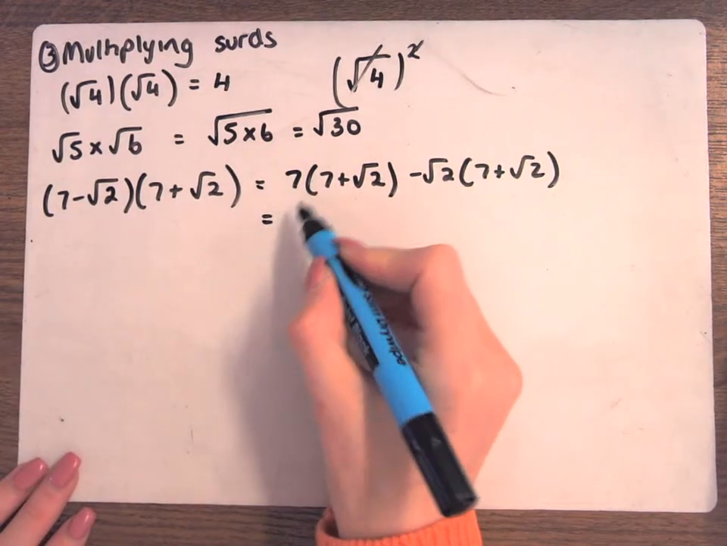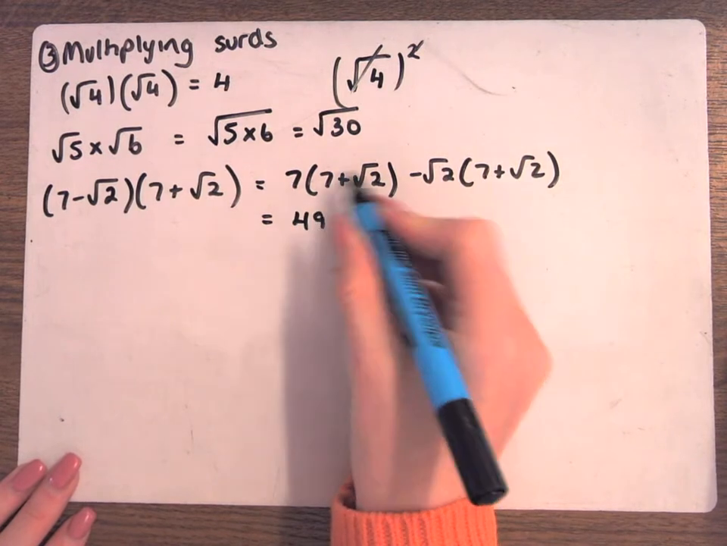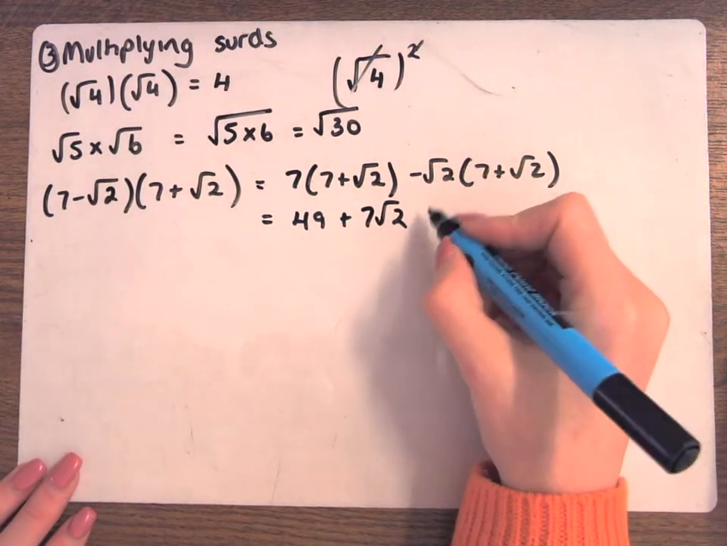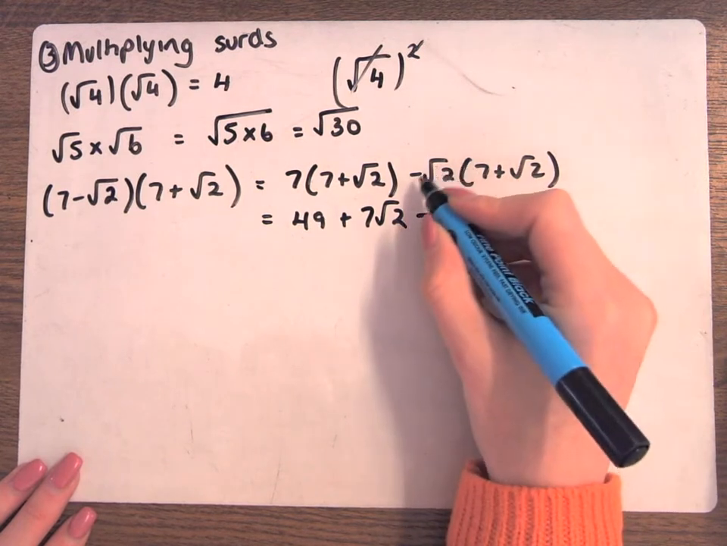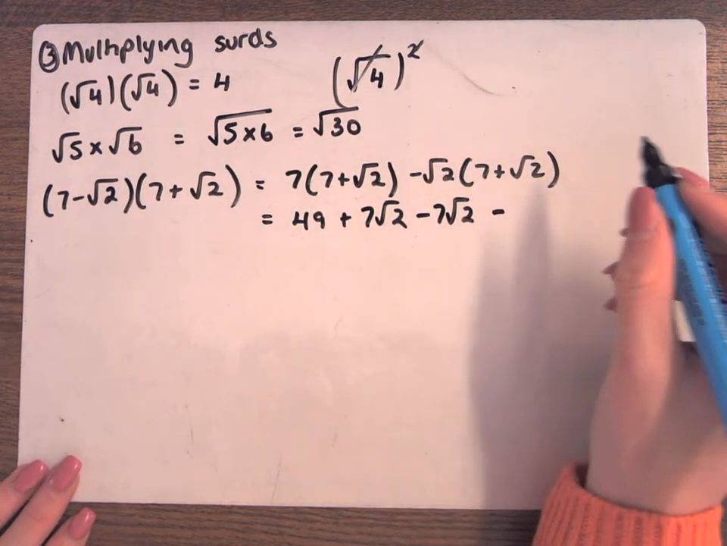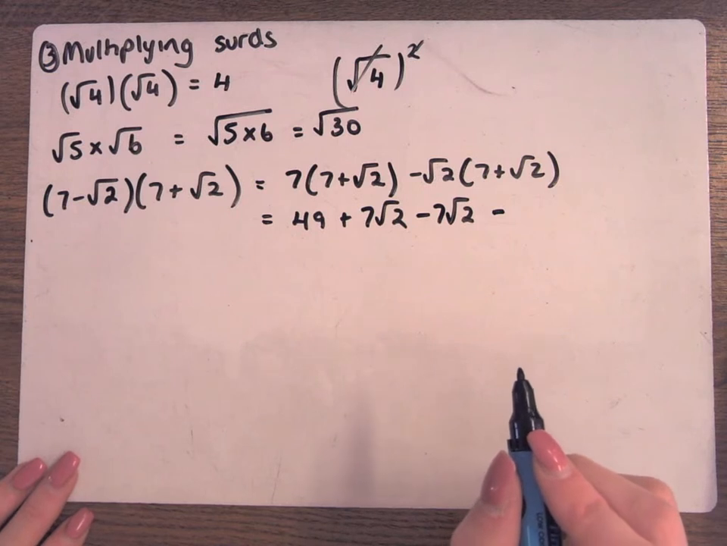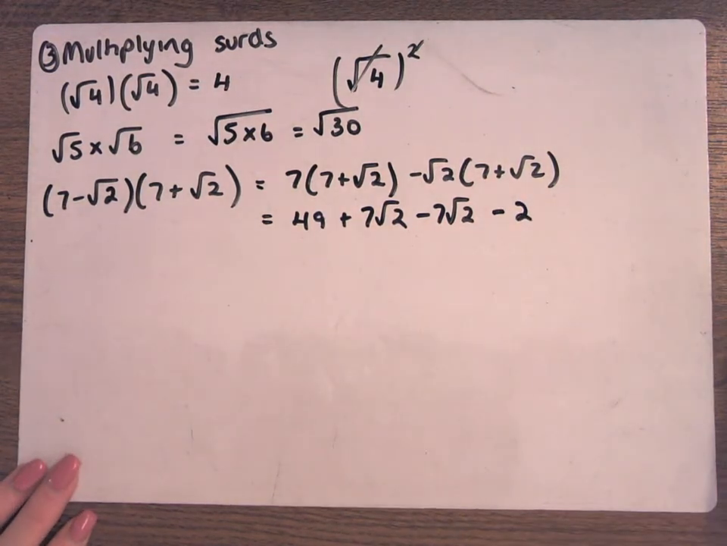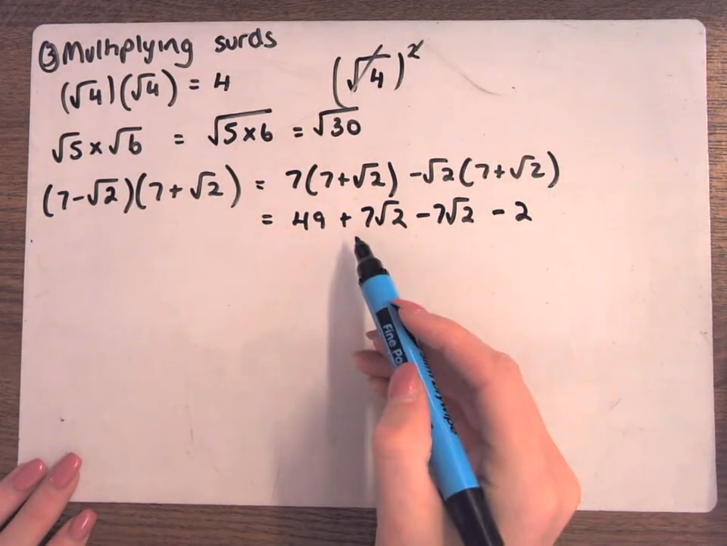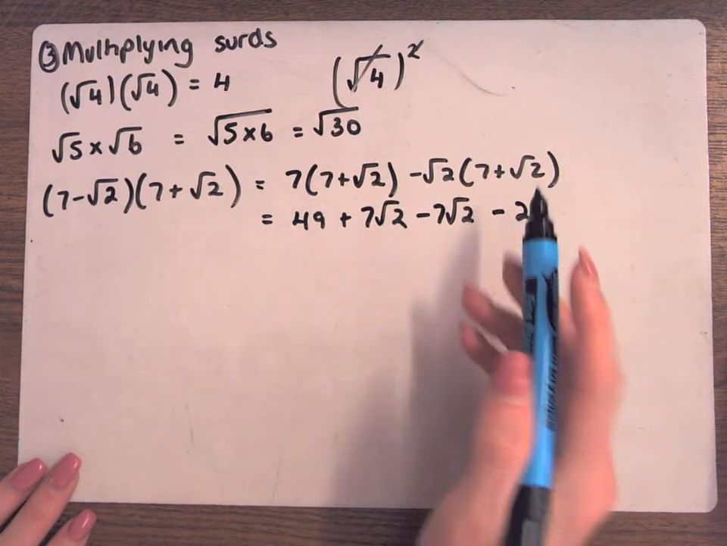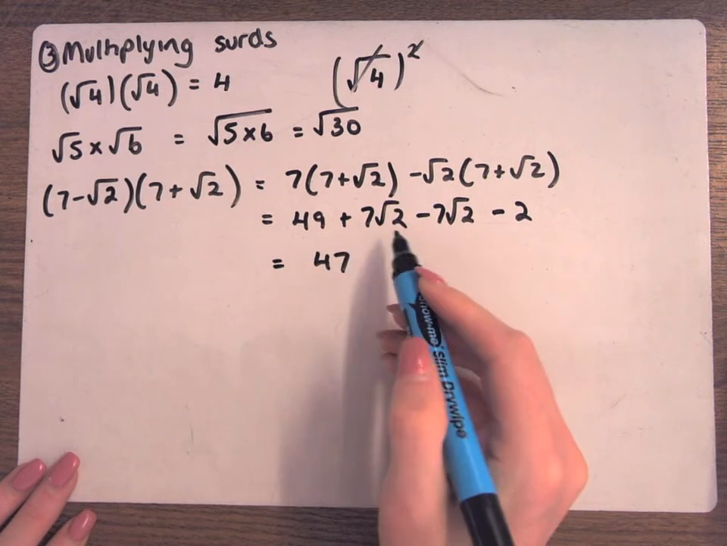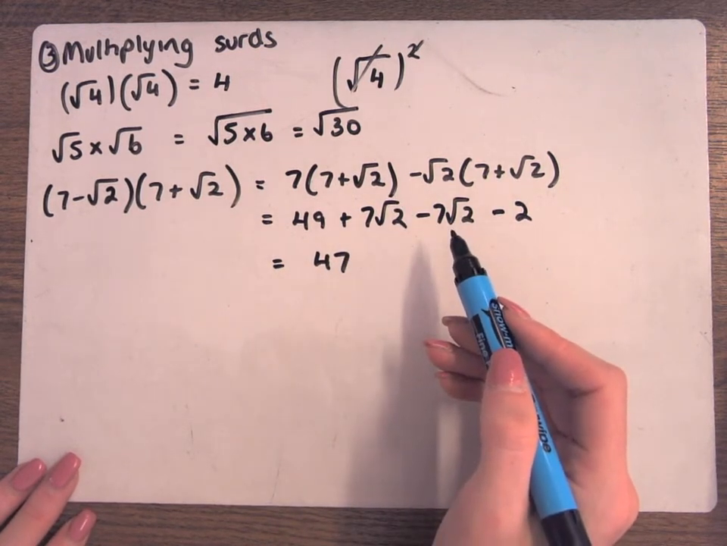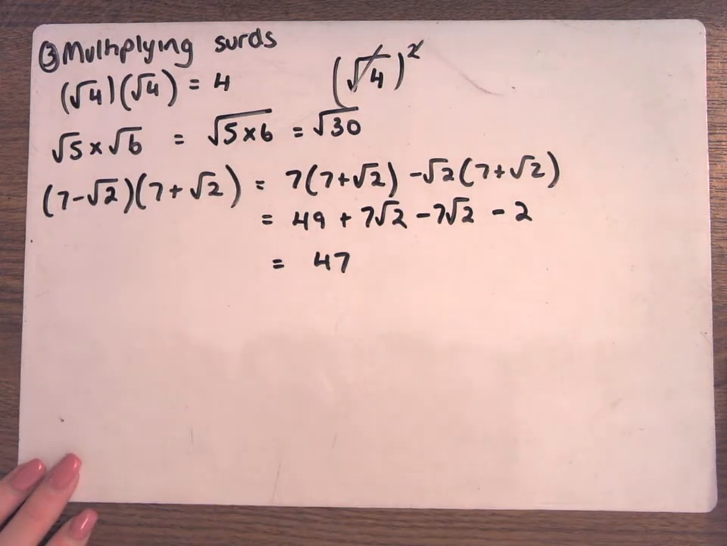Okay? So that is 49. 7 by root 2 is just 7 root 2. Minus root 2 by 7 is just minus 7 root 2. Minus by plus is minus root 2 by root 2. Root 4, which is 2. Okay, 49 take 2 is 47. Plus 7 root 2 minus 7 root 2. They cancel.